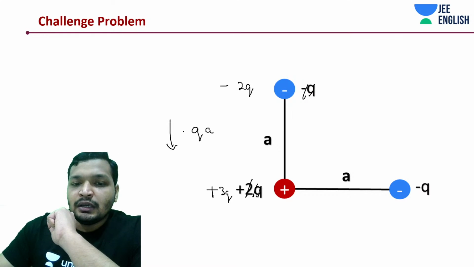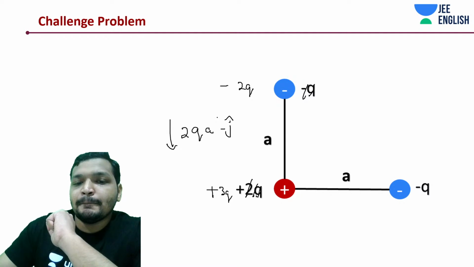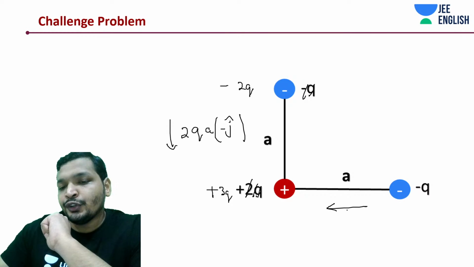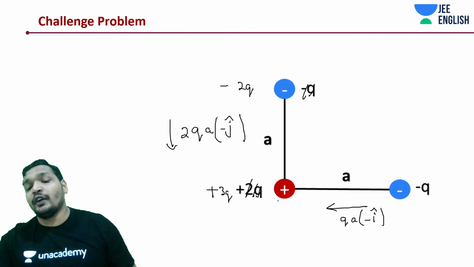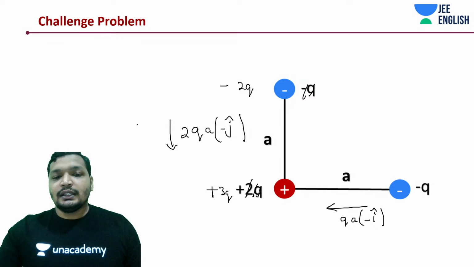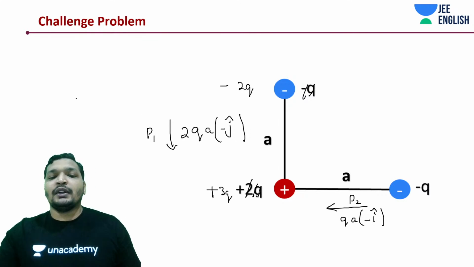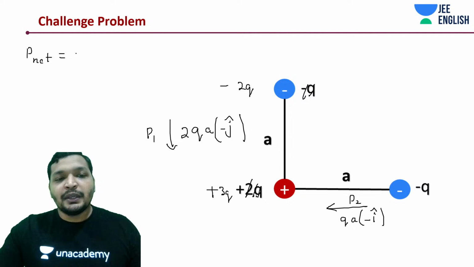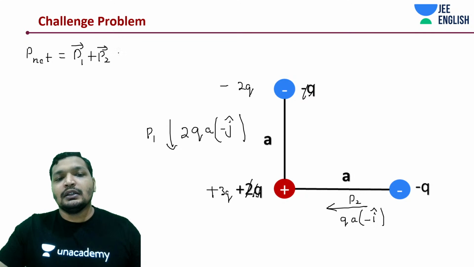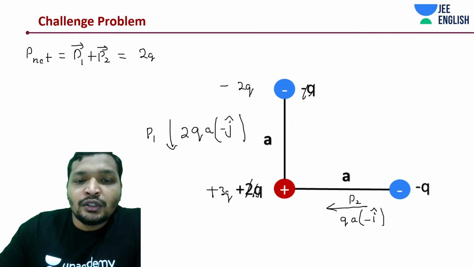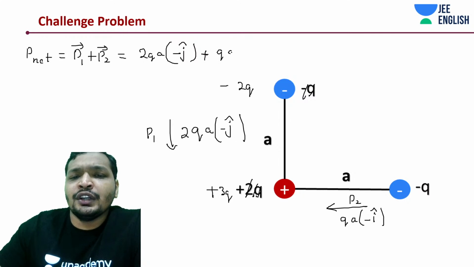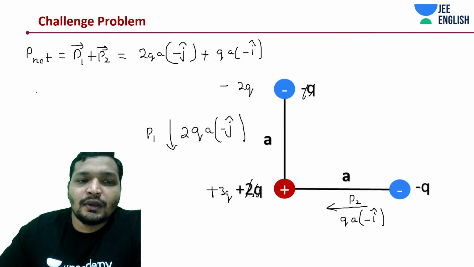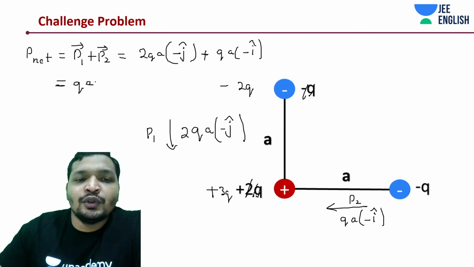What is the dipole moment in this direction? 2 into q into a into minus j cap. What about in this direction? It is still q into a into minus i cap. Let's call this P1 and this P2, dipole moment 1 and dipole moment 2. The net dipole moment is going to be P1 plus P2, all vectors. How much do you get this to be? 2qa into minus j cap plus qa into minus i cap, so this is going to be qa into minus 2j minus i cap.